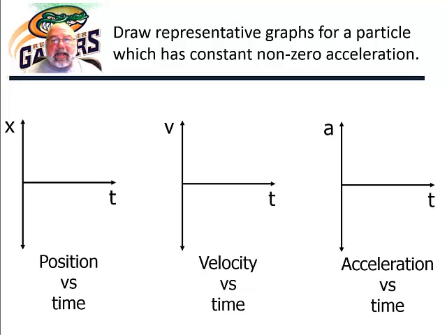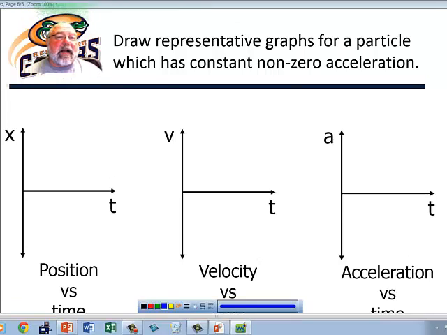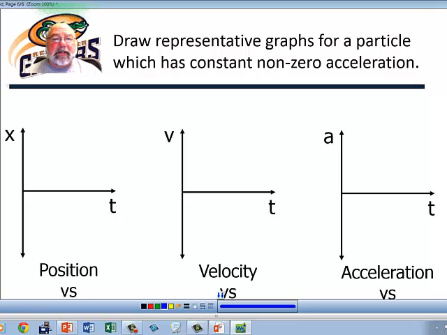So for this one, we have a constant non-zero acceleration. And I'm going to model a ball that we're going to throw up in the air. We're going to have it leave our hand, go up in the air, come back down, and land in our hand. The easiest place to start is to draw our constant non-zero acceleration. And since we're talking about a ball going up in the air and then falling back down, I'm going to assume that it's gravity making that happen.